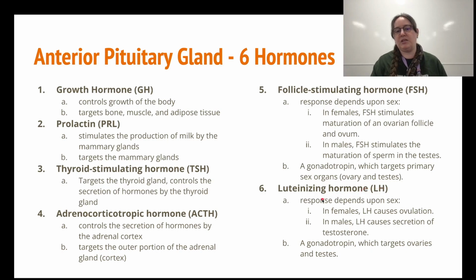Again, same thing with the luteinizing hormone. Its response depends on sex. In females, it causes ovulation. In males, it causes the secretion of testosterone. So that way you guys get the hair on your face and the deep voice. And we'll talk about that in a minute because there's a third one that helps with that as well. Again, it's a gonadotropin, which targets ovaries and testes. So these are gonadotropins.